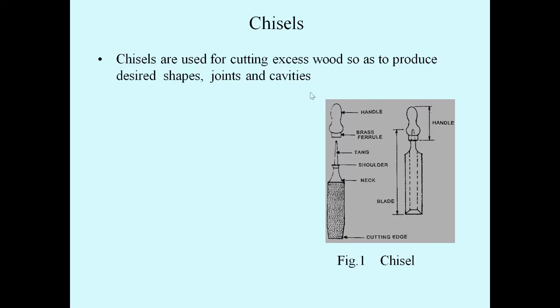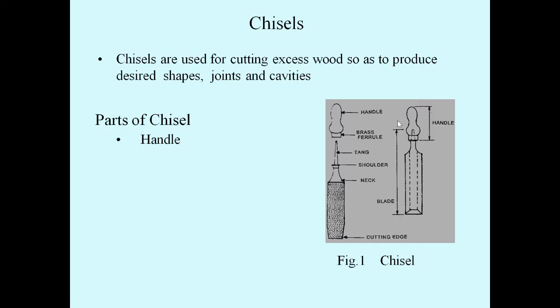Chisels are used for cutting excess wood so as to produce desired shapes, joints, and cavities. These chisels are used for cutting excess wood to prepare desired shapes or products by joining the wood articles. These are the parts of a chisel.